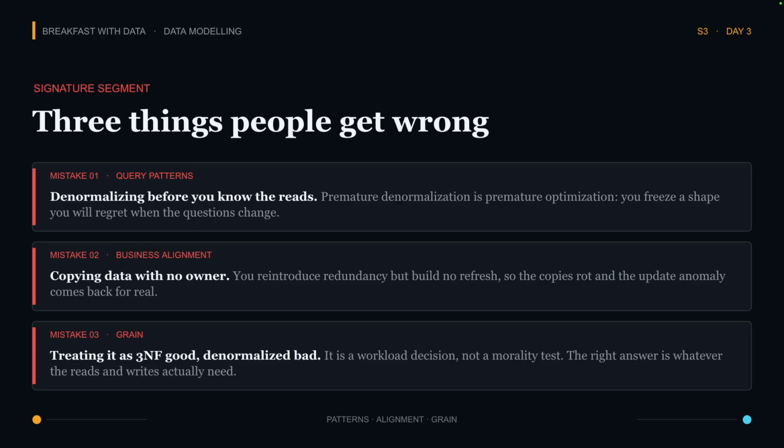Now, this is our signature segment where we look at 3 things people get wrong. And if you go through the whole series since we've started, it's always 3 things, 3 things, 3 things. Mistake number one is query pattern: denormalizing before you know the read. Premature denormalization is premature optimization. You understand? You freeze the shape, and you will regret it when the question changes.